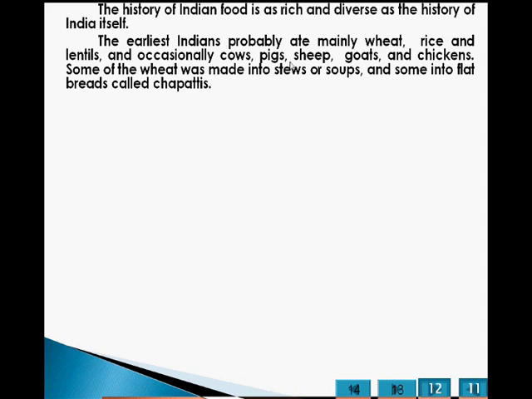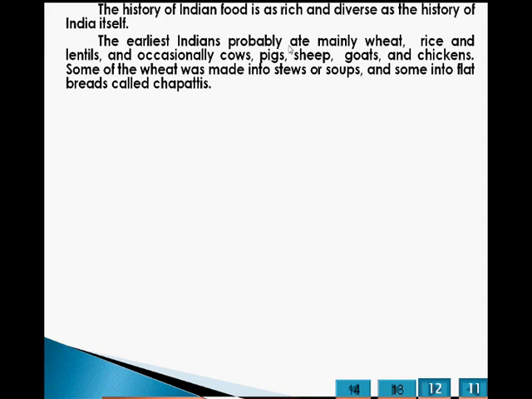Second paragraph, it starts by saying the earliest Indians probably ate mainly wheat, rice and lentils, and occasionally cows, pigs, sheep, goats and chickens. Some of the wheat was made into stews or soups and some into flat breads called chapatis. And I think we all eat chapatis here. It's a kind of bread. We are going to look at some of these difficult words later, okay?